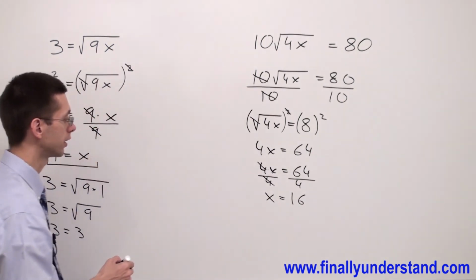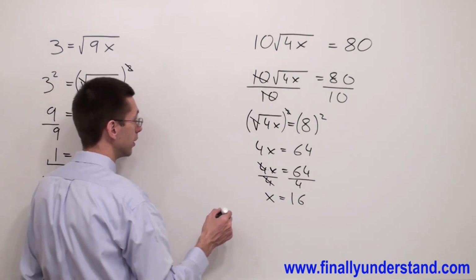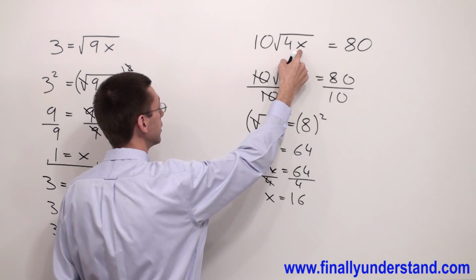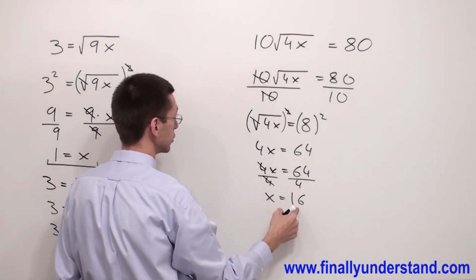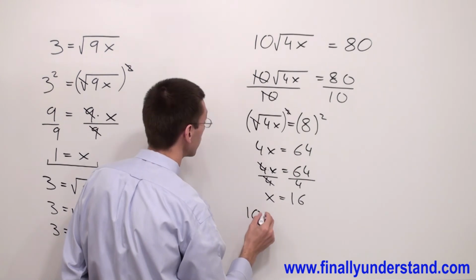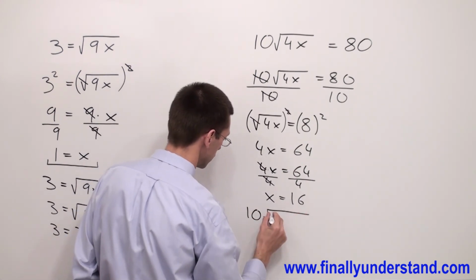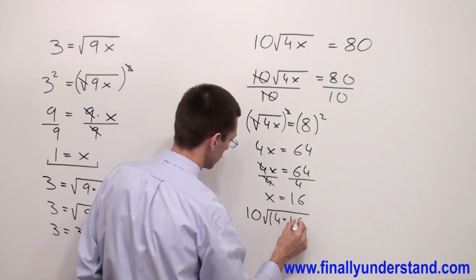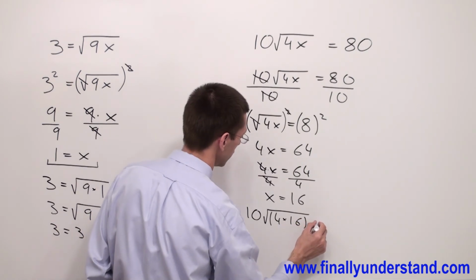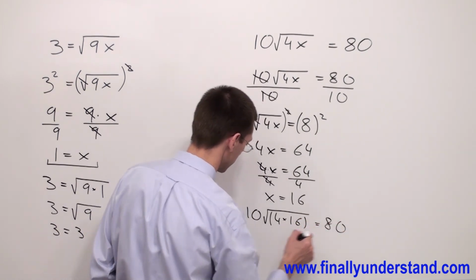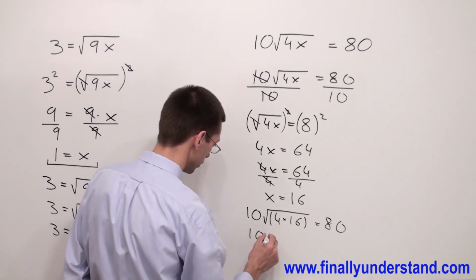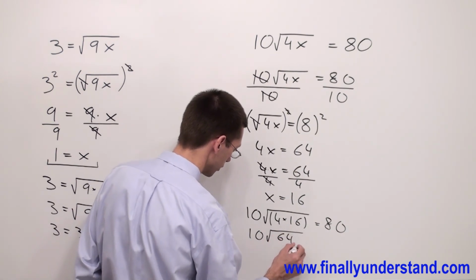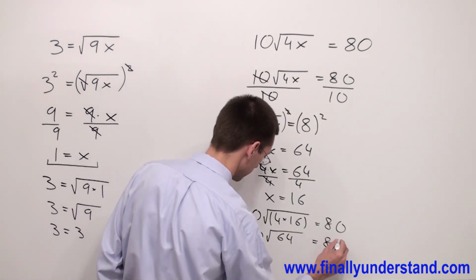Now, I'm going to check if this is the correct answer. I'm going to replace x in my original equation by 16. So I'm going to have 10 square root, open parenthesis, we can say 4 times 16, equals 80. I have 10 square root of 4 times 16, which is equal to 64, equals 80.